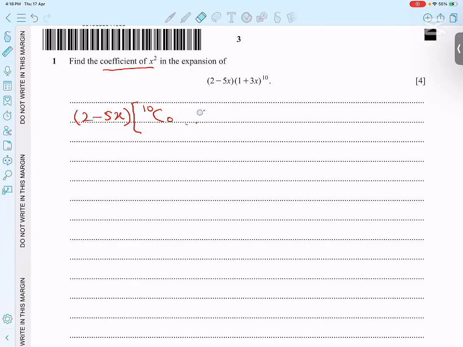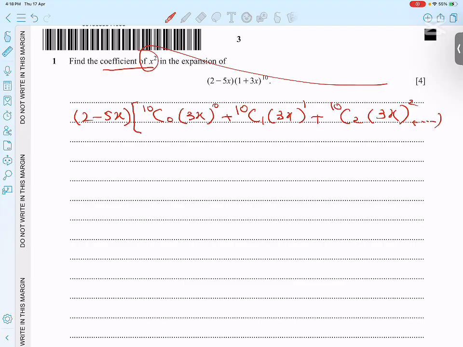Just simply write like this: 10C0, 3x to power 0, 10C1, 3x to power 1, 10C2, 3x to power 2, and that's it. No need of going further. Reason is very, very clear because we are looking for x to power 2. And let's see how we can complete the question.